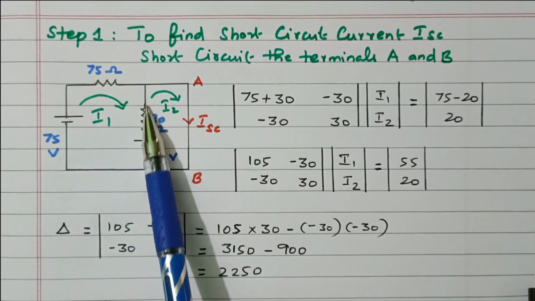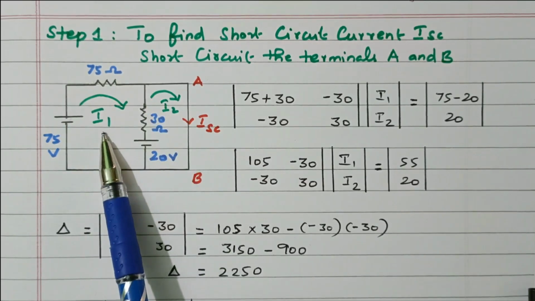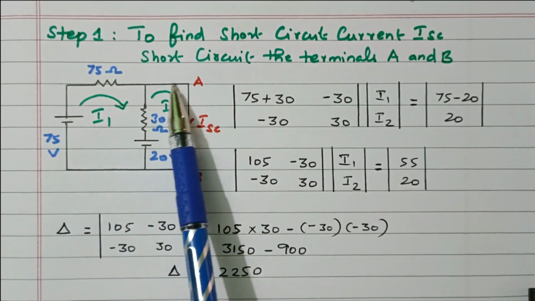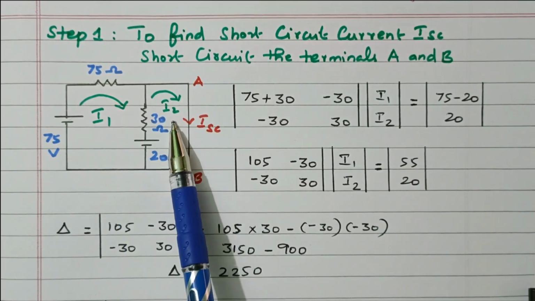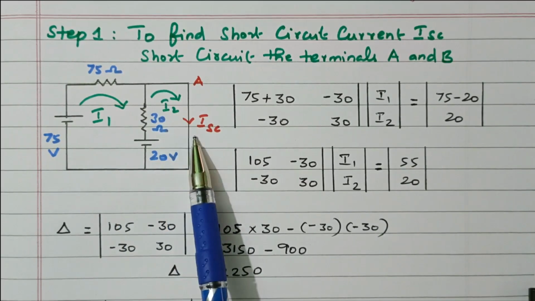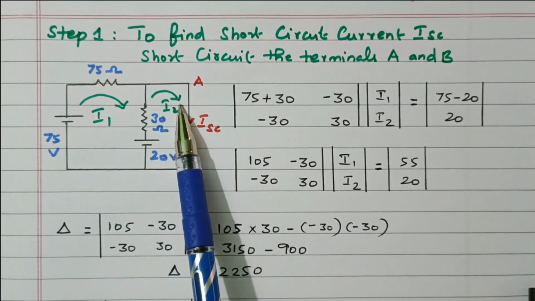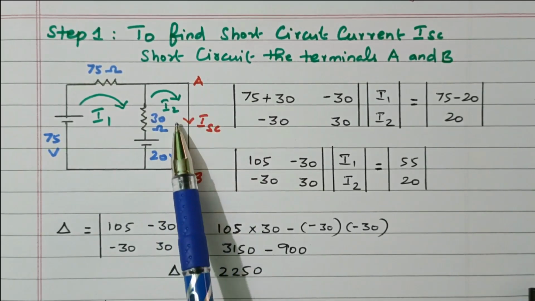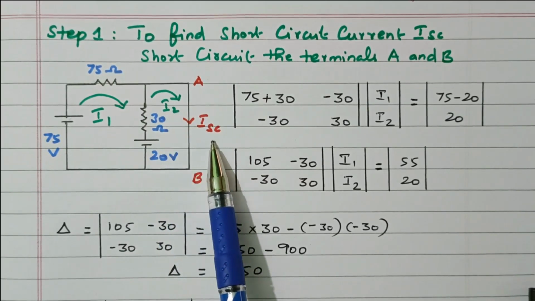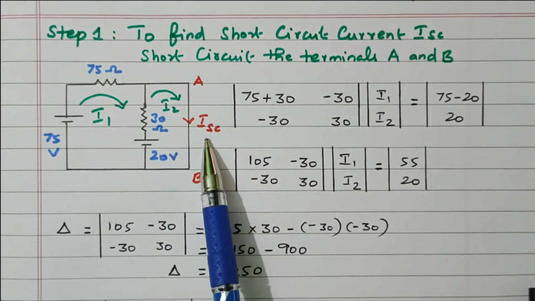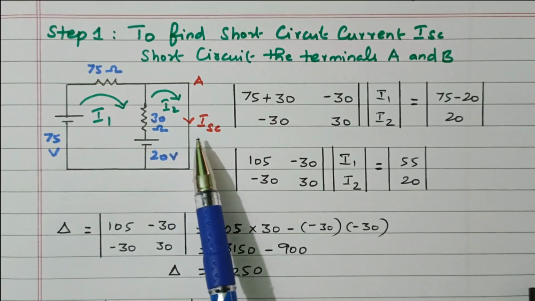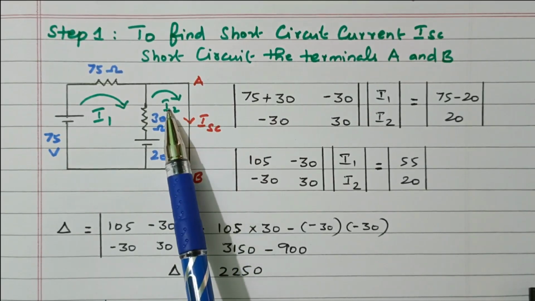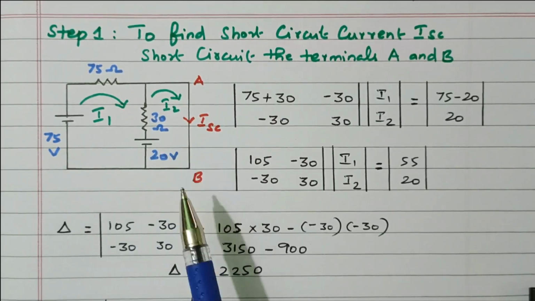So this is the first loop. Current flowing in the first loop is I1. This is the second loop. Current flowing through the second loop is I2. So I2 is nothing but ISC. Both are the same. This I2 is flowing in the second loop, so the current flowing through AB is also I2. So I2 is equal to ISC. We need to find I2, and if we calculate I2, that is nothing but ISC.